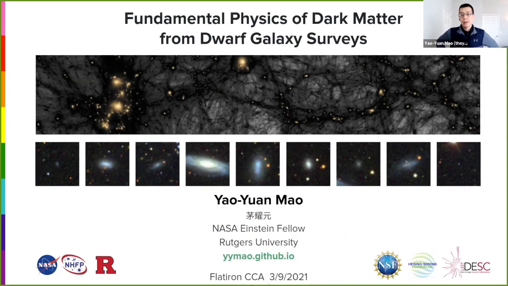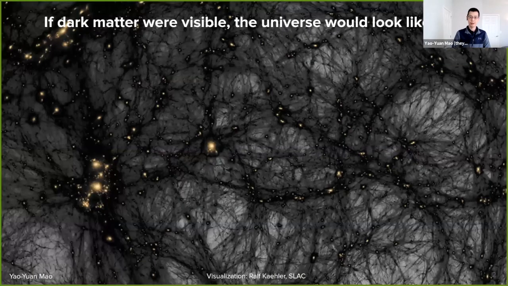So I will be talking about how I use dwarf galaxies, which you can see a few pictures of here, to study the fundamental physics of dark matter. If we were able to see dark matter, which we can't, the universe would look something like this. What you're looking at is a dark matter simulation, gravity only.